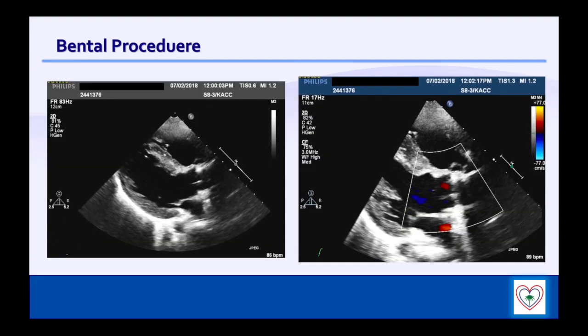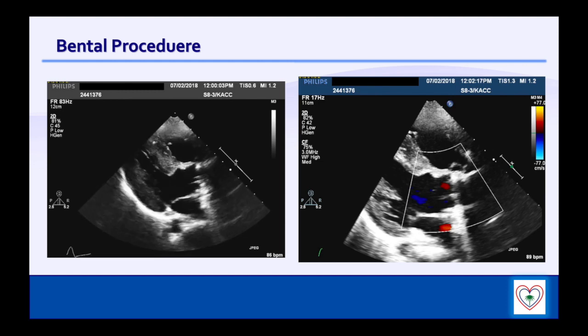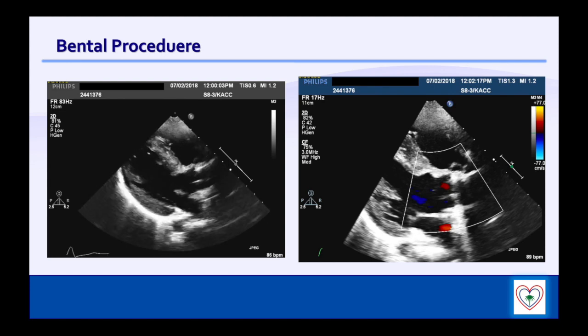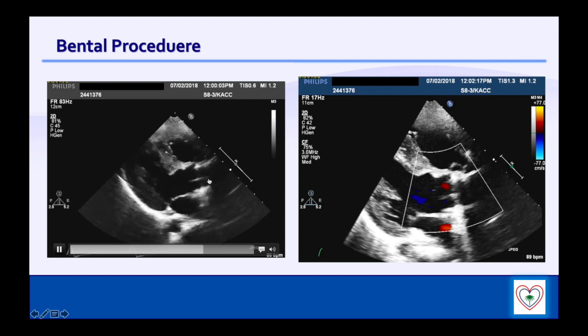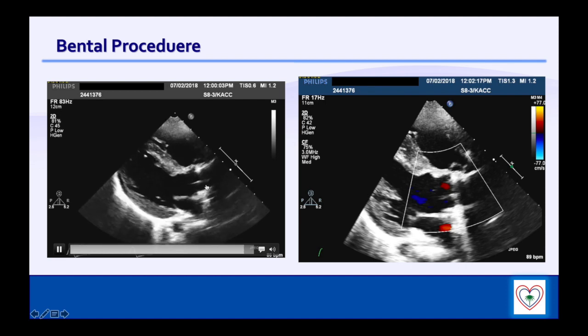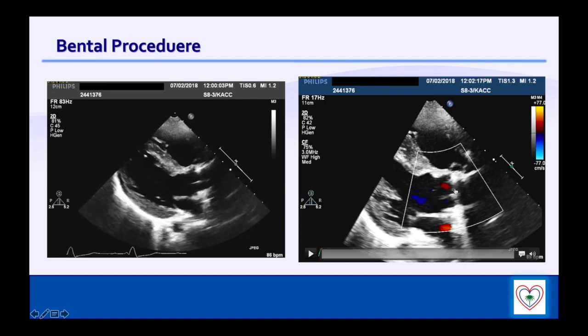The procedure of choice, because this patient has significant or severe aortic valve regurgitation, is not repair. The patient has a Bentall procedure in which you have a mechanical valve and aortic root replacement.